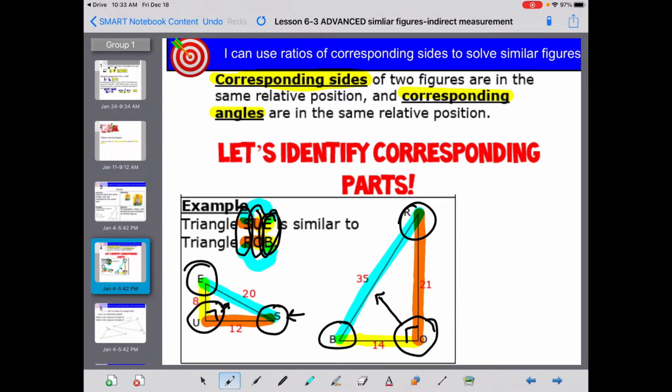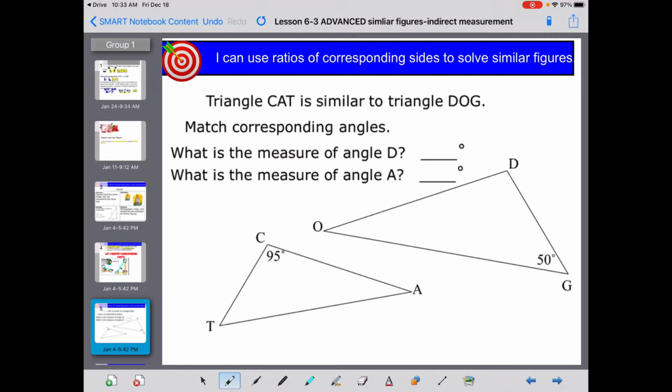So you can actually use the way that they list the similar triangles or figures to help you figure out which sides and which angles are in the same position. Okay, let's practice. Triangle CAT is similar to triangle DOG. What is the measure of angle D? Well, how in the world am I supposed to know that?